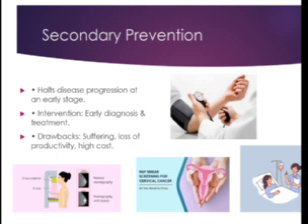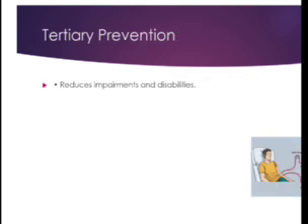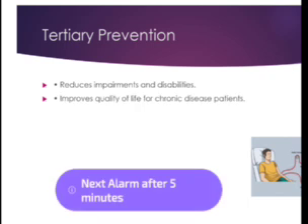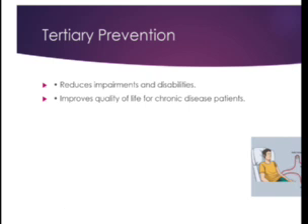So once you start giving antibiotics, there will not be any further complications, and the patient might get cured. So this is secondary prevention. Now tertiary prevention reduces impairments and disabilities, and it improves quality of life for chronic disease patients.